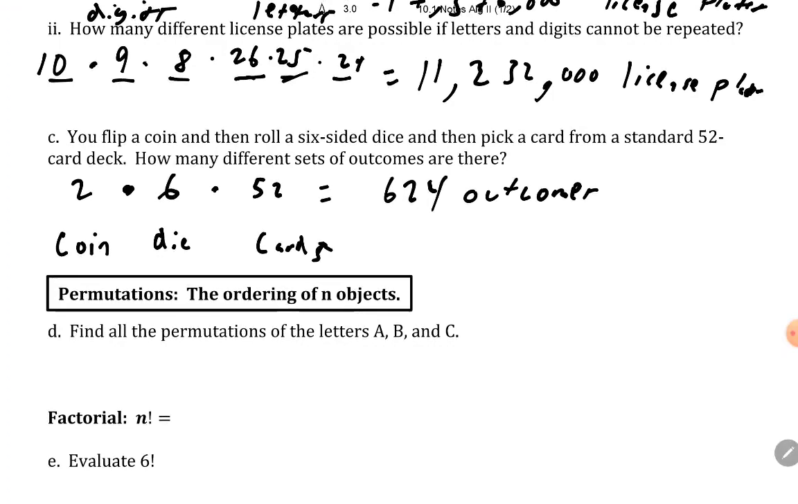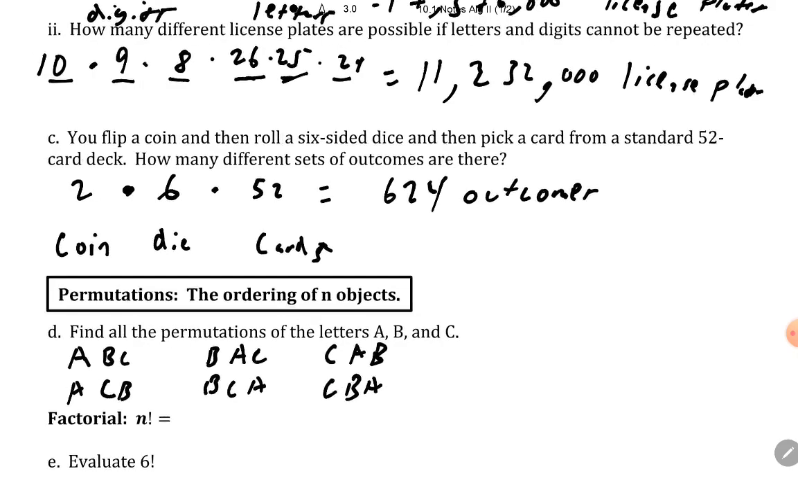So permutations is the ordering of objects. For example, if I wanted to find the permutations of the letters A, B, and C, I could start off by ordering them as A, B, C, or I can change it to A, C, B. I could start with B and do B, A, C, or B, C, A, or I can start with C: C, A, B, or C, B, A. And these are all my permutations.